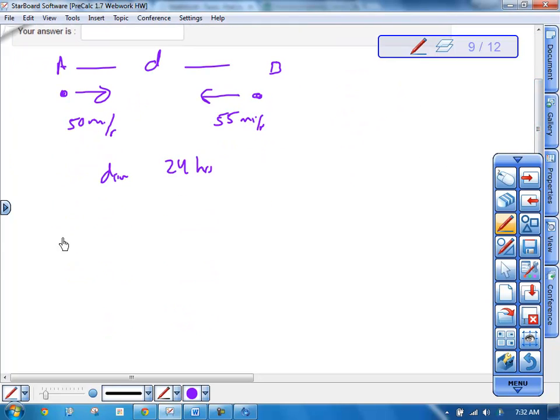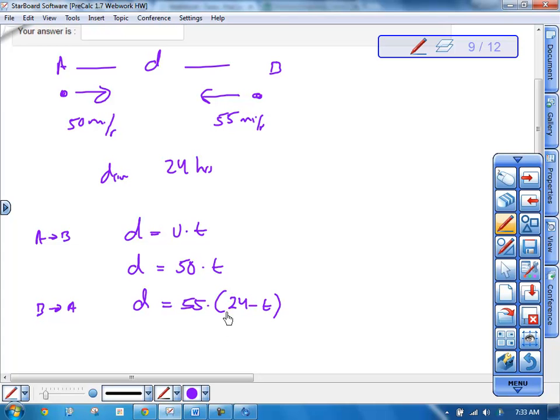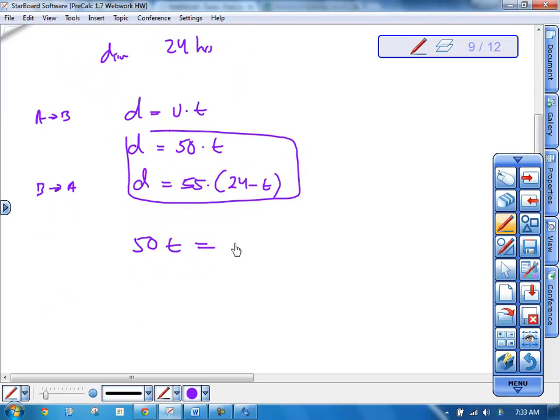So what I'm going to do is set up 2 rate equations. First from A to B. We have distance equals velocity times time. So I'll call distance D right there. The rate there is 50 miles per hour, and the time we'll call T. Now from B to A, I'm going to use the same equation, but this time same distance, different rate, 55, and the time now is, if I'm driving for 24 hours, whatever time it took me to go there, so 24 minus T that I have remaining. So here's my system of equations that I can solve if I set them equal to one another. 50T equals 55 times 24 minus T.